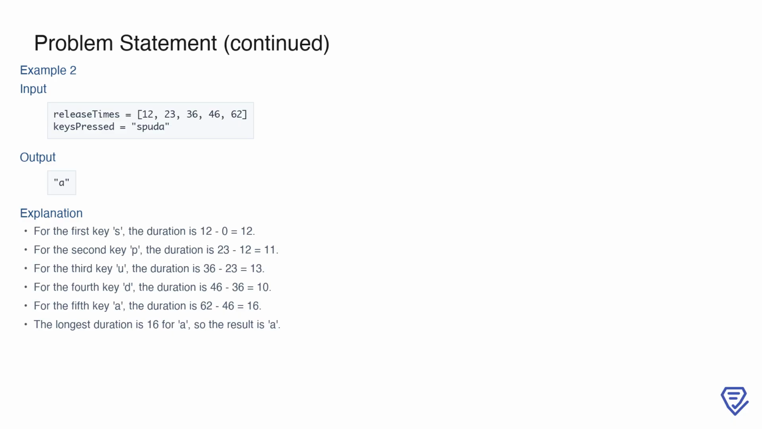In the second example, the release times are 12, 23, 36, 46, 62, and keys pressed is SPUTA. The first key S has a duration of 12 because it starts at time 0. The second key P has a duration of 11, calculated as 23 minus 12. The third key U has a duration of 13, calculated as 36 minus 23. The fourth key T has a duration of 10, calculated as 46 minus 36. Lastly, the fifth key A has the longest duration of 16, calculated as 62 minus 46. Since it is the only key with the longest duration, it is the result. Therefore, the output for this example is A.